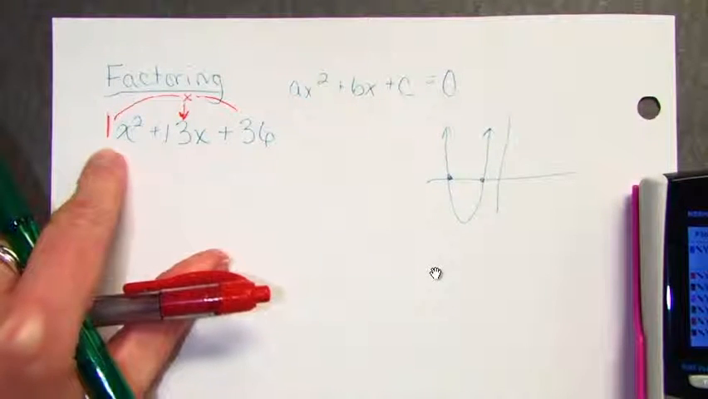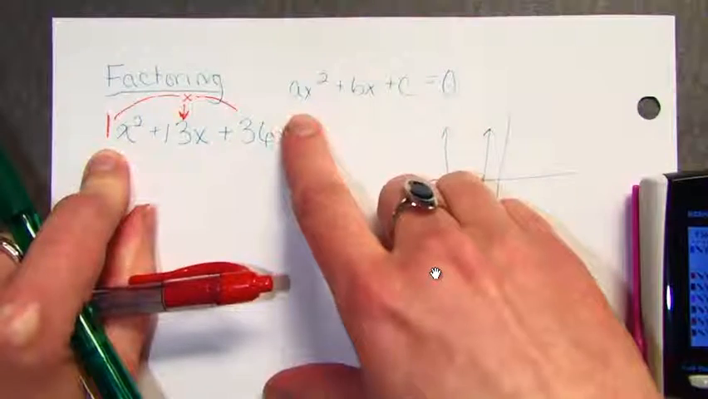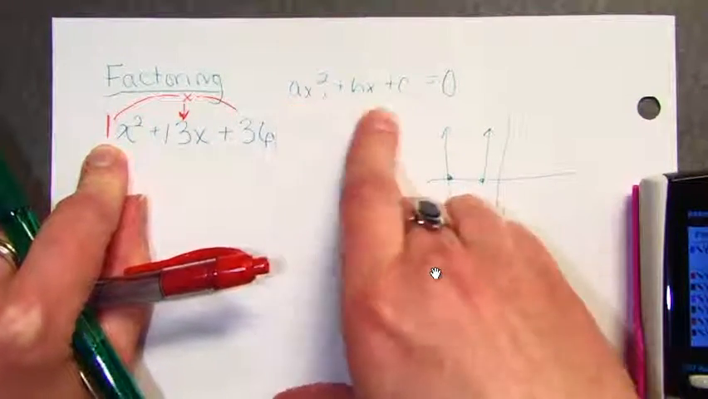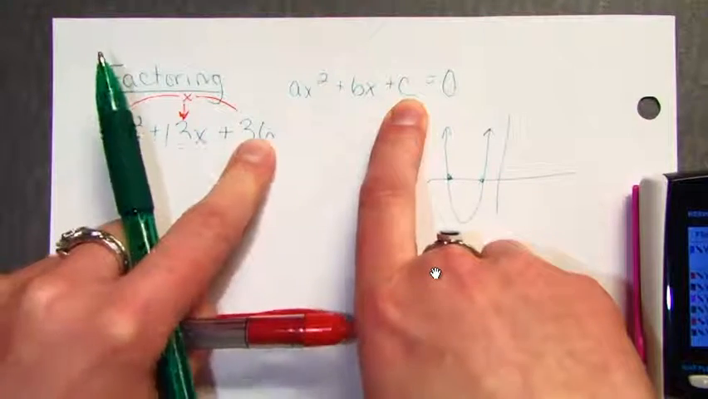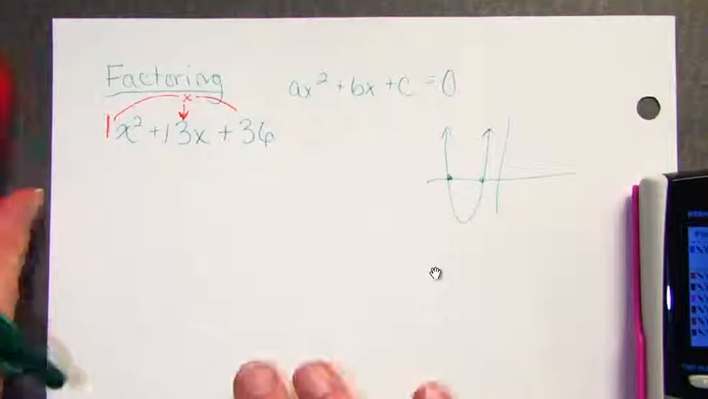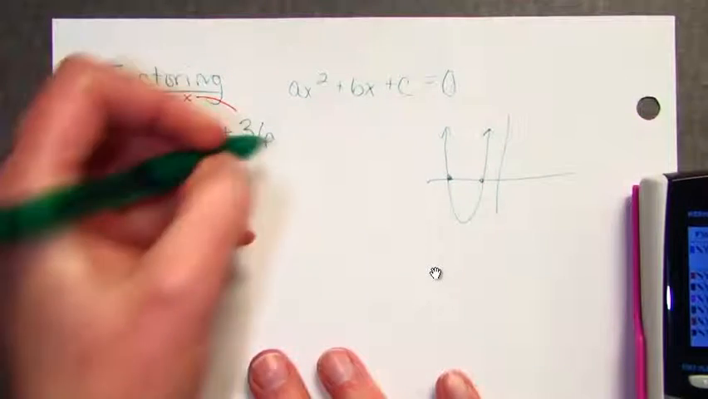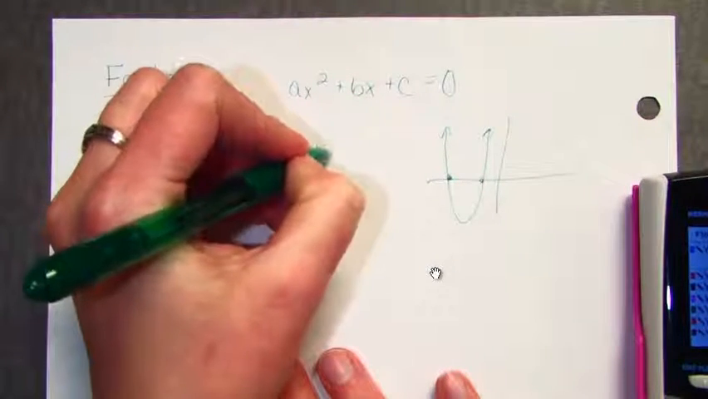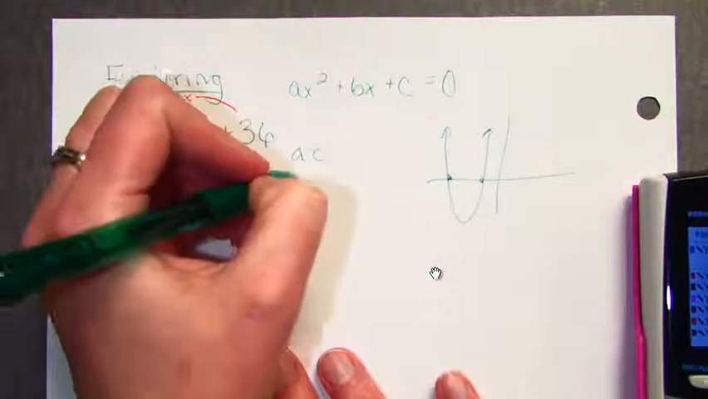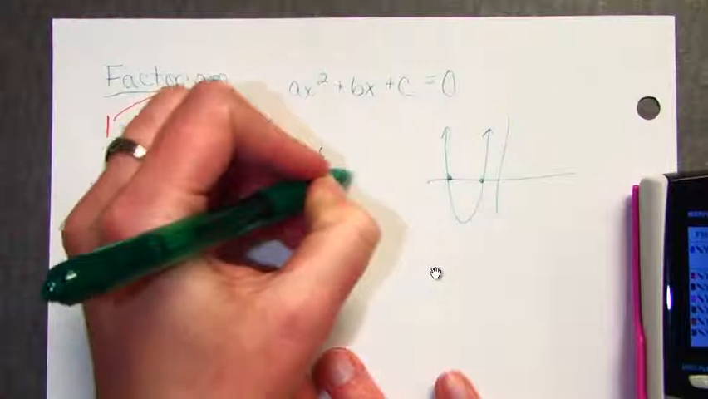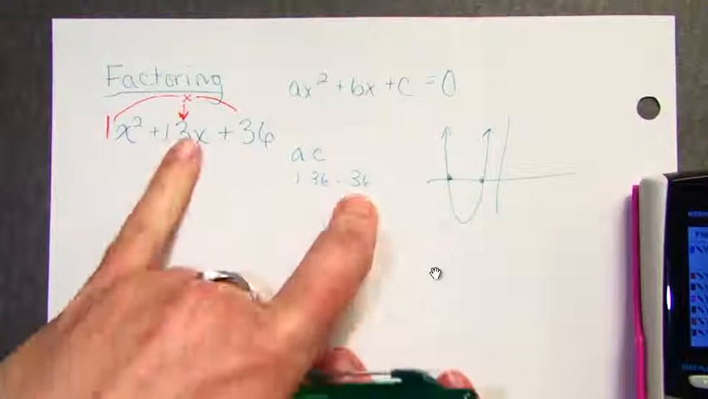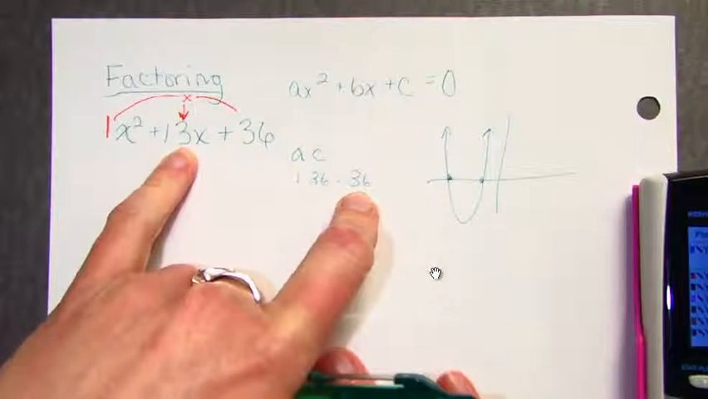So my brother is the coefficient in front of x squared. In this case, my brother is 1. I am the last kid, the constant. I'm 36. So when I multiply A times C, or 1 times 36, I get 36. And I'm looking now for something that multiplies to 36 and adds to 13.